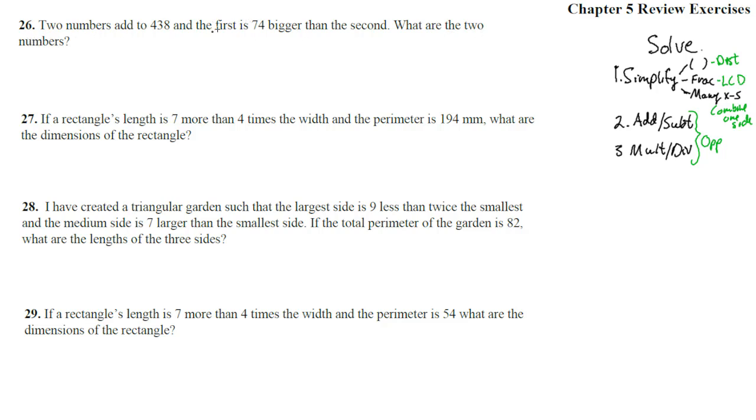We could do an F and an S, an X and a Y. Let's go ahead and pick F and S. Let's write down the equations. Two numbers add to 438. So that is F plus S equals 438.